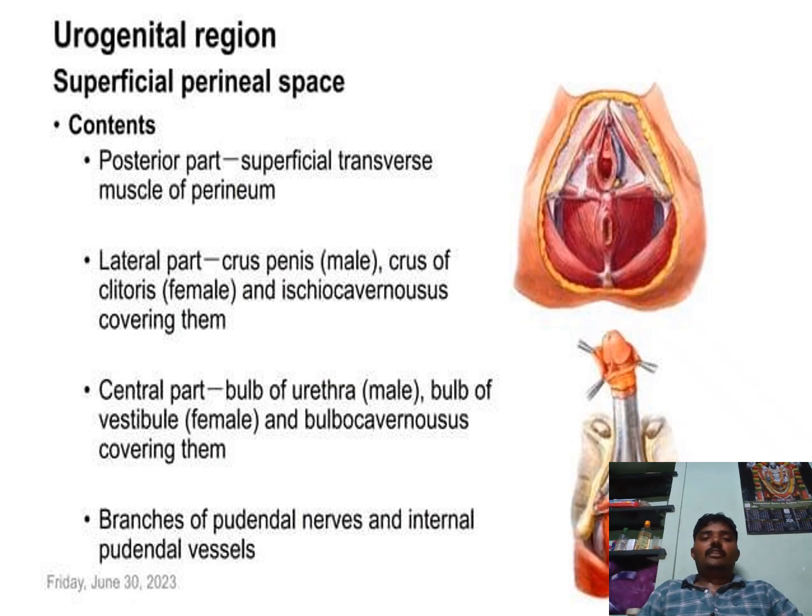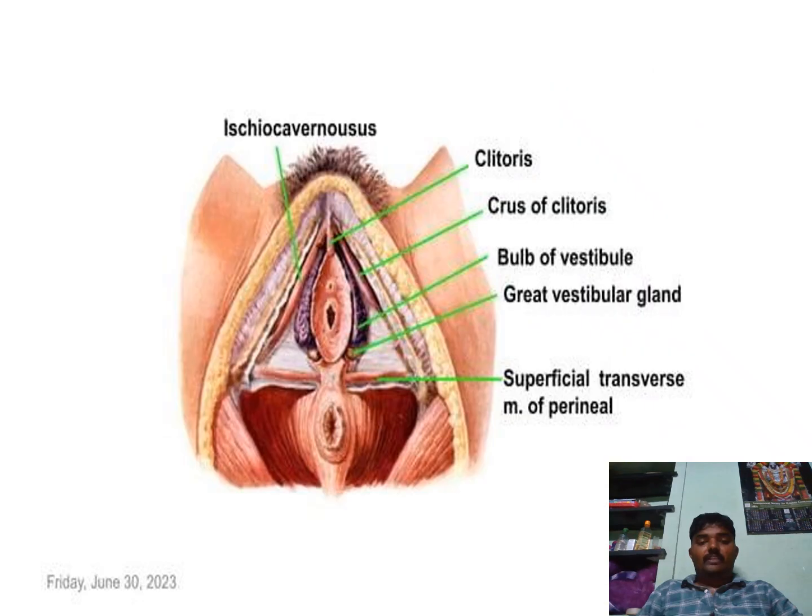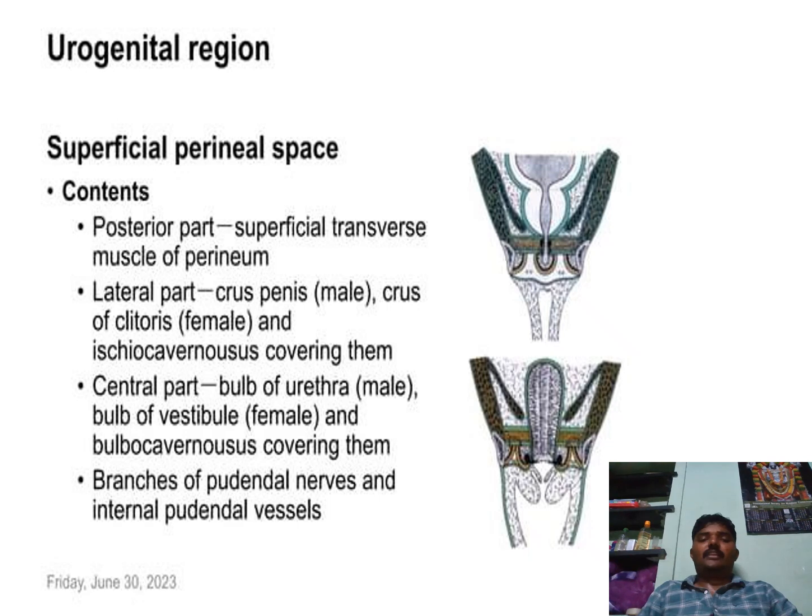Then we go to the urogenital diaphragm and the superficial perineal space. The contents: the posterior part has the superficial transverse muscles of the perineum. The lateral part has the crus of the penis in the male and crus of the clitoris in the female, covered by ischiocavernosus. The central part has the bulb of the urethra in the male and bulb of the vestibule in the female, covered by bulbospongiosus. There are also branches of the pudendal nerve and internal pudendal vessels.